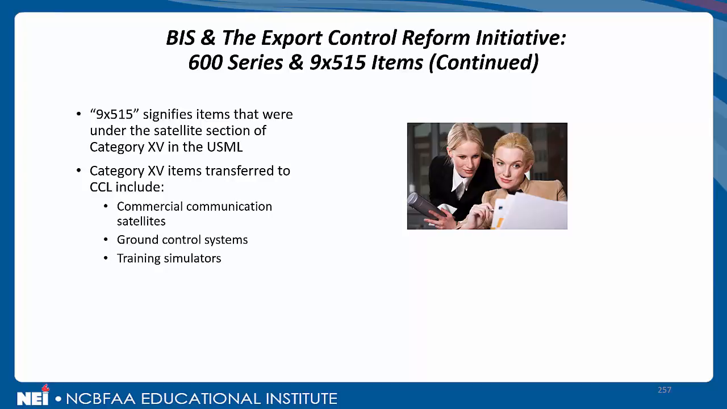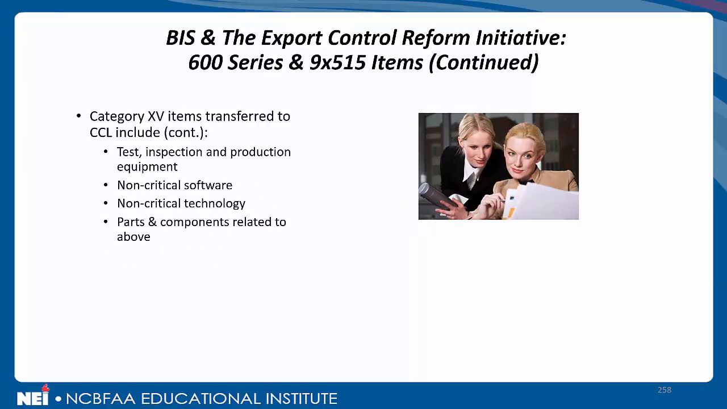9X515 signifies items that were under the satellite section of Category 15 in the USML. We'll make reference to that Category 15 in the next slide. Category 15 items that were transferred to the CCL include commercial communication satellites, ground control systems, and training simulators. Continuing on, some other Category 15 items that have been transferred to the CCL.